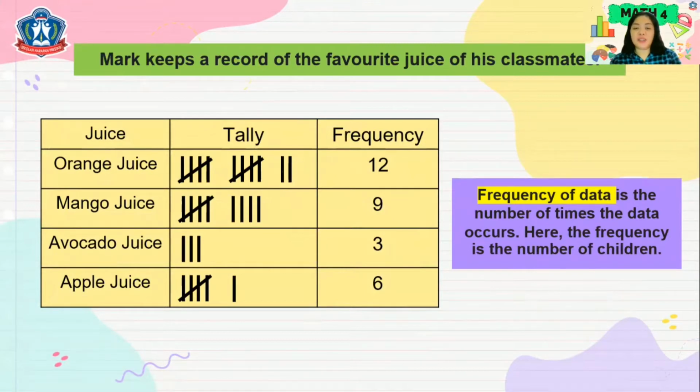So orange juice, the frequency is 12, means there are 12 children who like orange juice. Mango juice is 9. So there are 9 children whose favorite juice is mango juice. Then we have 3 for the avocado juice, and we have 6 children who like the apple juice. Now, this table of favorite juice can be changed into a pictogram, and it will look like this.